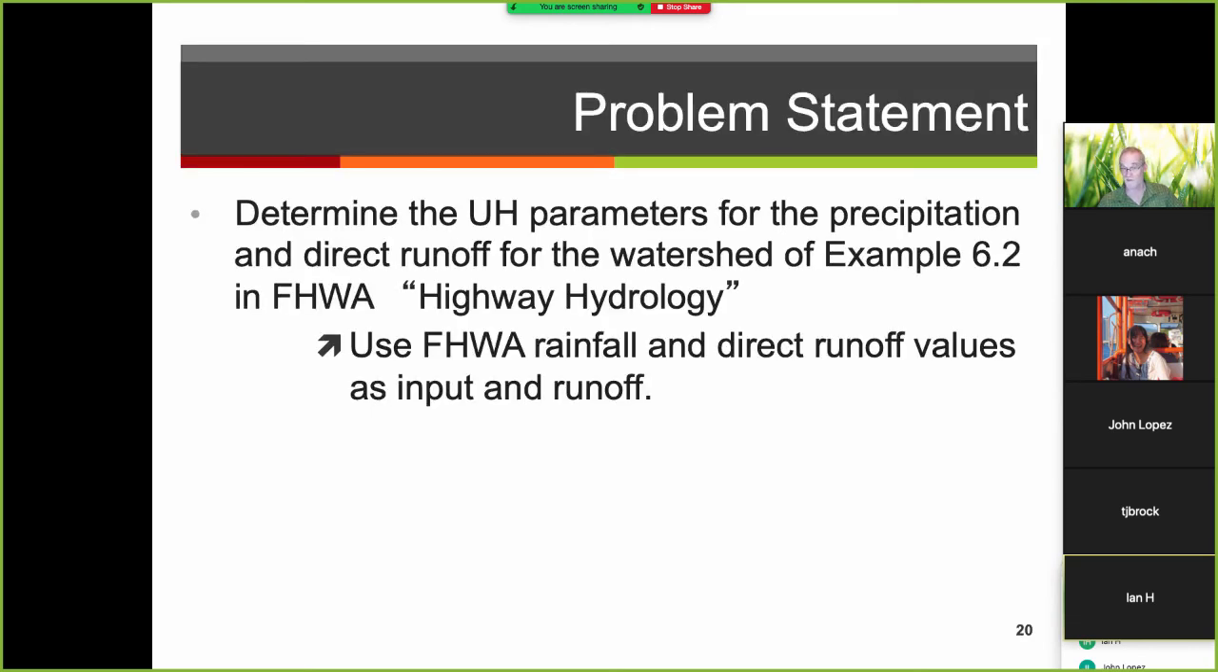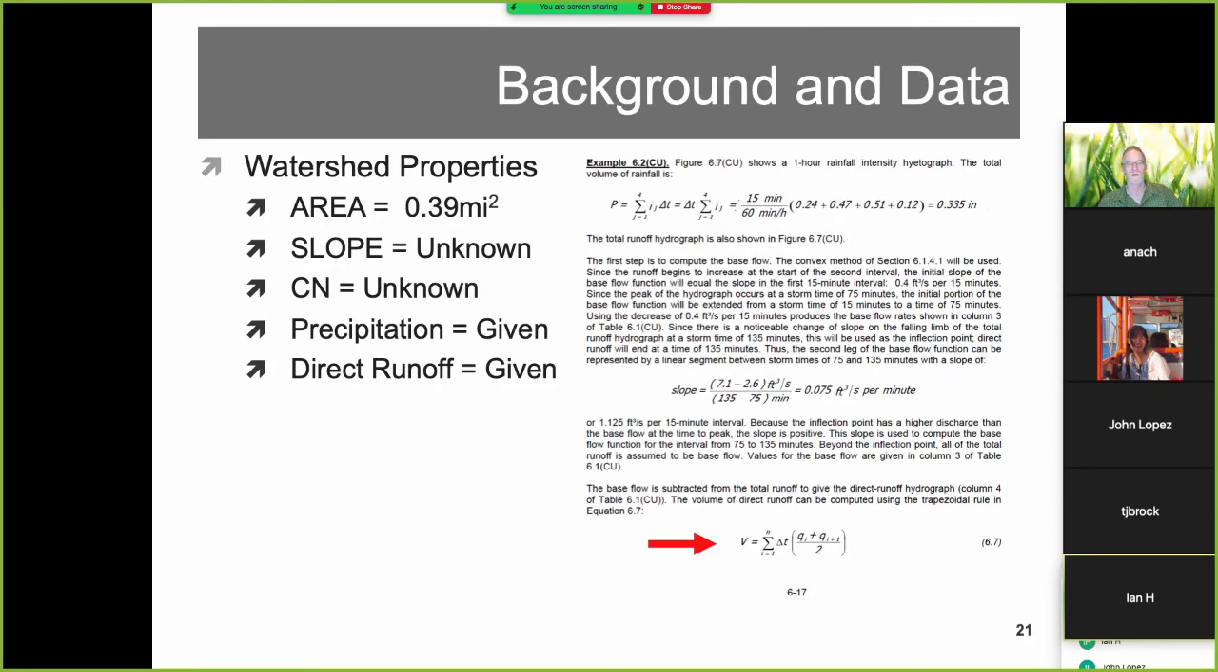We're going to use example 6.2 out of Highway Hydrology, which is one of the readings. The watershed has these known properties: 0.39 square miles, unknown slope, unknown curve number, and precipitation and direct runoff are given. So it's this example out of the book. CU means conventional units, or U.S. customary, if you will. We do know the slope, actually, so that's a lie right there in my bullet item. And this part here is a volume balance, which is of some consequence for doing this by hand.